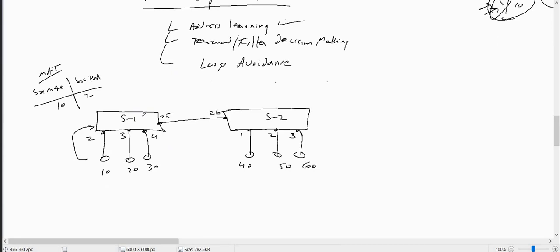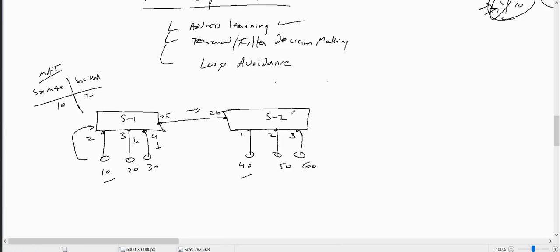Now, once it learns the MAC address of the source, it will look for the destination in the MAC address table. Do I know where the destination is? Say you're trying to communicate from 10 to 50, or maybe 10 to 40. So I will look for the destination MAC 40. It's not there in the MAC address table. Because it's not there, I am going to flood. Except the port through which I received, I am going to send it to all other ports. So it's being sent to other ports here, eventually reaching switch 2.